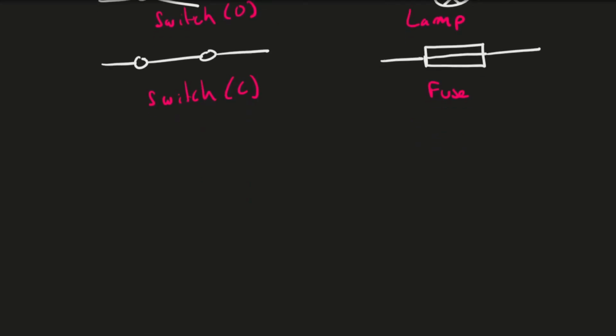So let's draw a few more here. The next one we're going to look at looks like this, and this is essentially a cell. You'll have a positive terminal, which is the longer side, and the negative terminal, which is the shorter side. It provides voltage. The next one we're going to look at is a voltmeter. A voltmeter is used to measure a voltage.